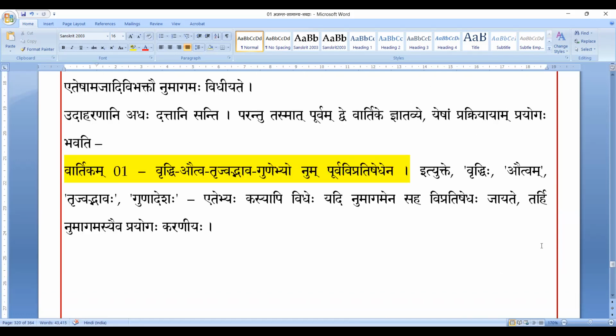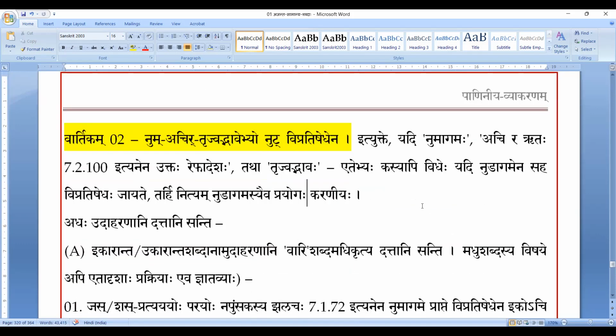So at the same place, Vriddhi, Autva, Trijvat Bhavaha, Gunadesha, any one of these, and Num, then Num Agamasya eva Prayogaha Karaniyaha. Etebhyaha Kasyapi Vidhe, any of these, Vriddhi, Autva, Trijvat Bhavaha, Gunadesha, yadi kasyapi Num Agamena Saha Pratishedhaha Jayate, tarhi Num Agamasya eva Prayogaha Karaniyaha. This is Vartikam 1. Vartikam 2, that also we have seen, remember, under the Shabda Chatasru, etc.